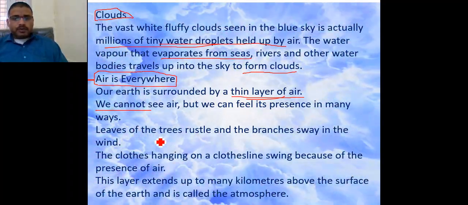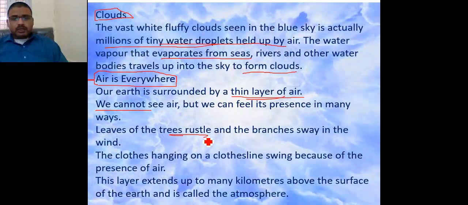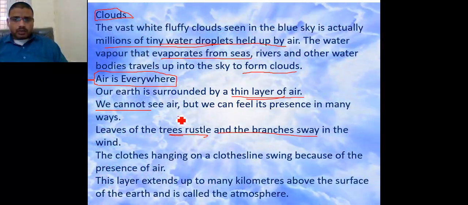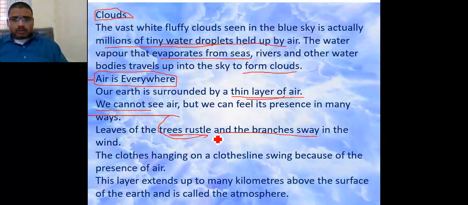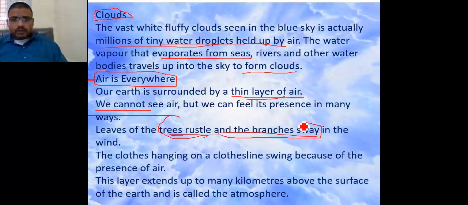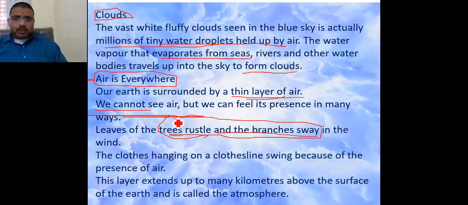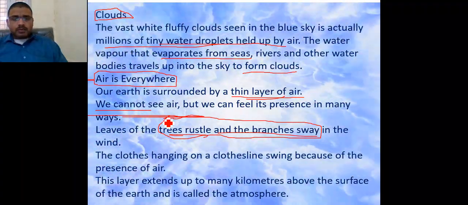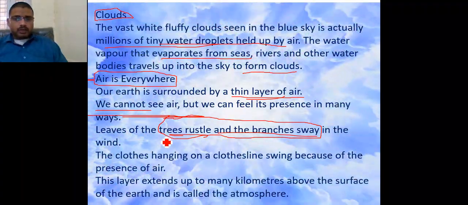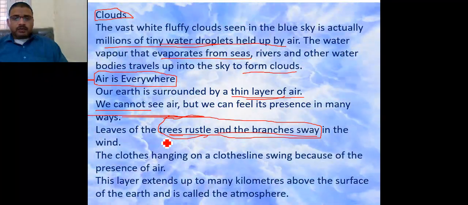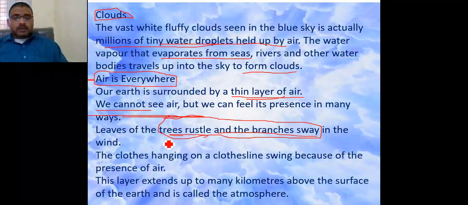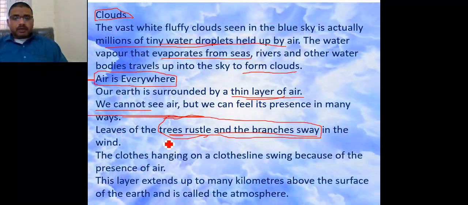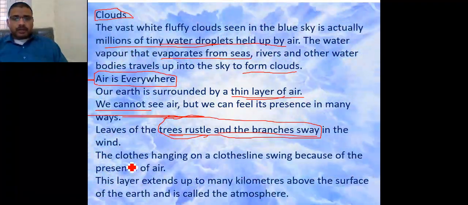Now the leaves of the trees rustle and branches sway in the wind. This point is important: how can we feel that air is moving, that there is a presence of air? This point is already explained there.